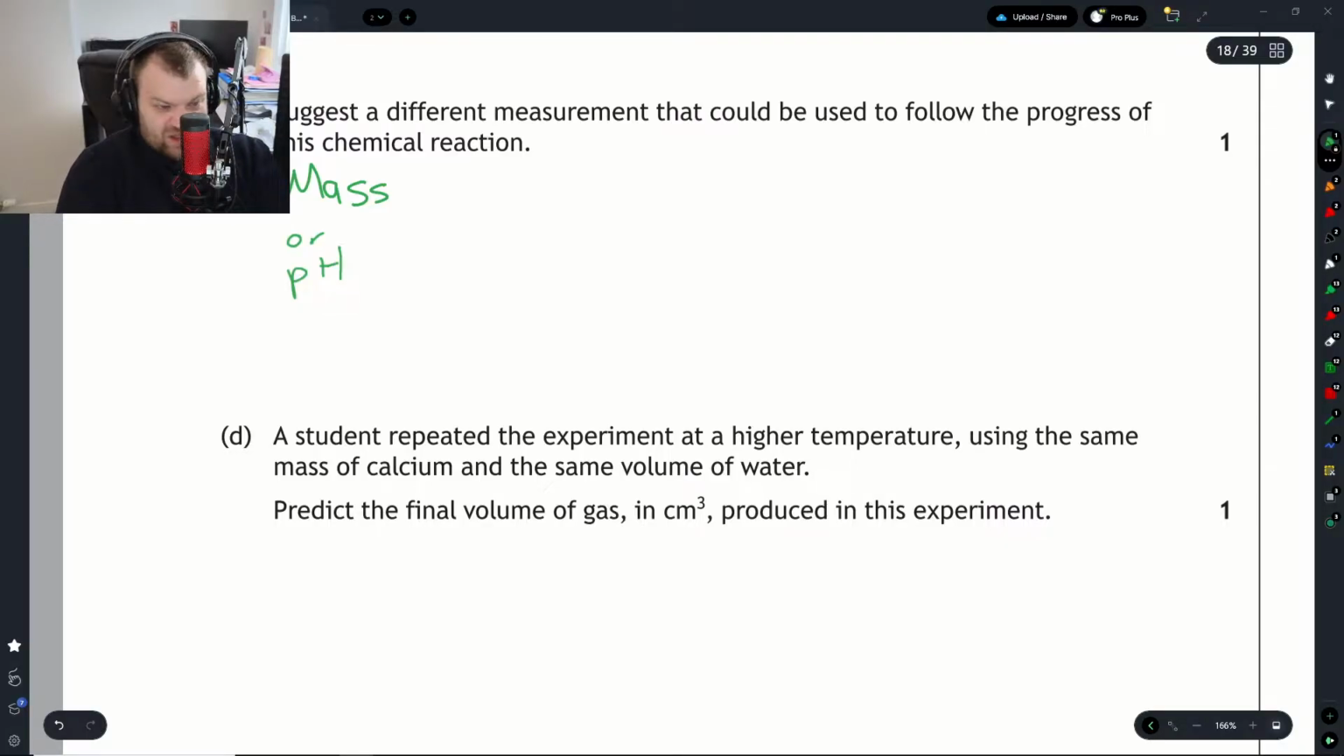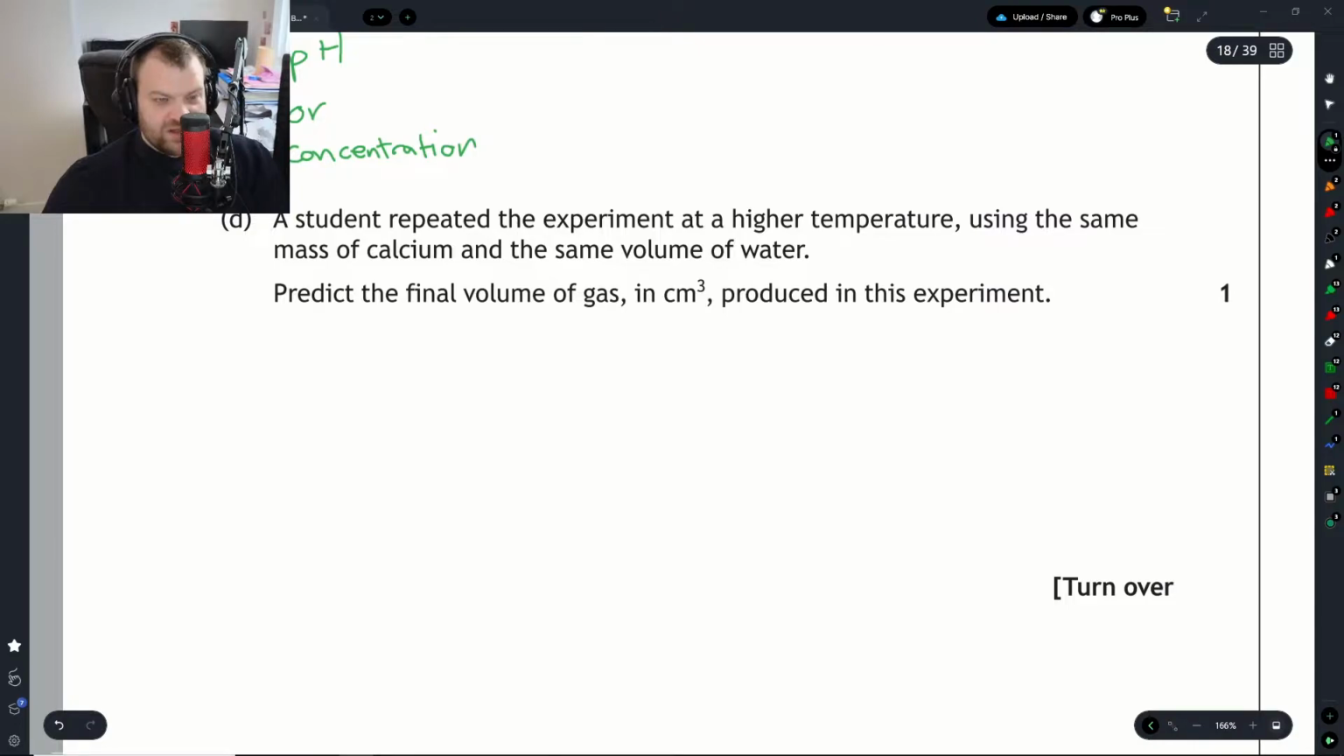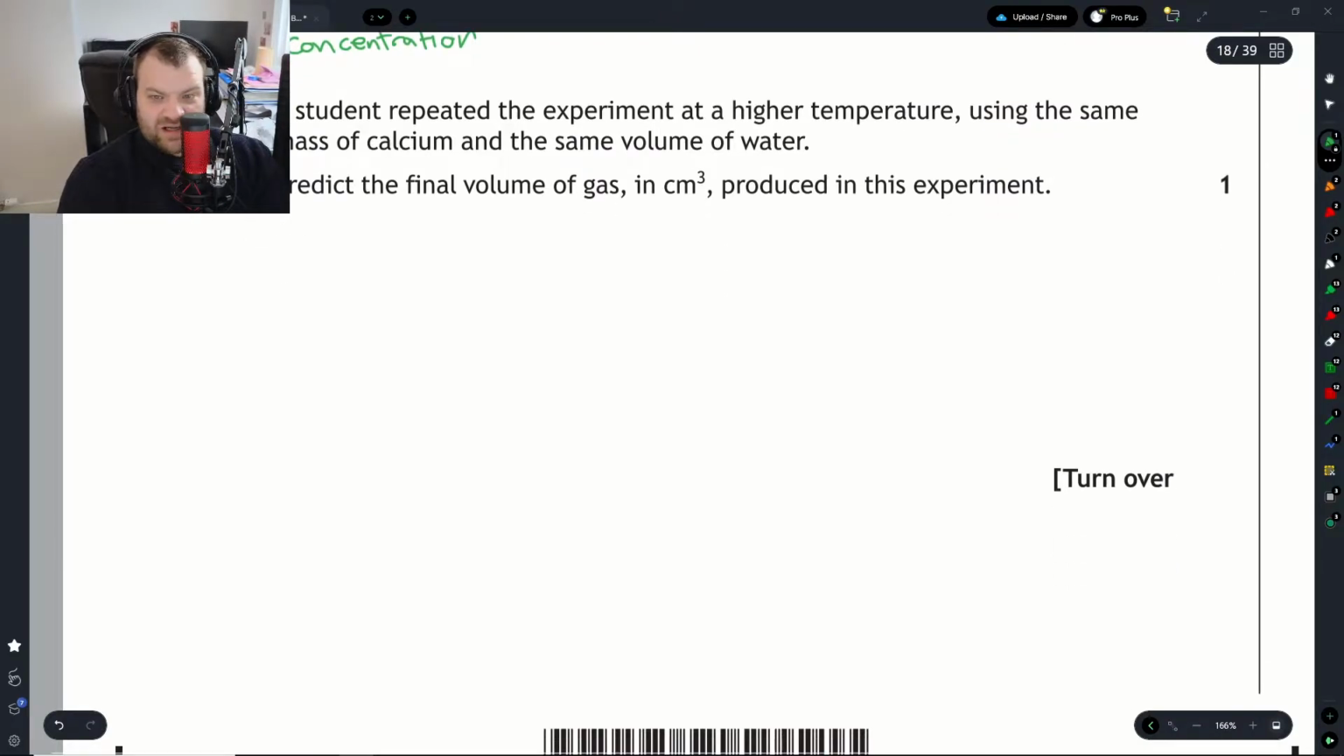We can also look at the concentration, because you're going to be changing the concentration of the calcium hydroxide as well. That would be another one. My main two though would be the volume and the mass. Here we are repeating the experiment at a higher temperature using the same mass and same volume of water.